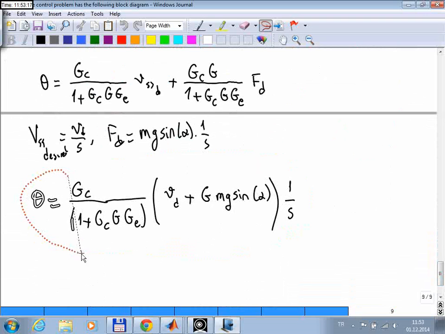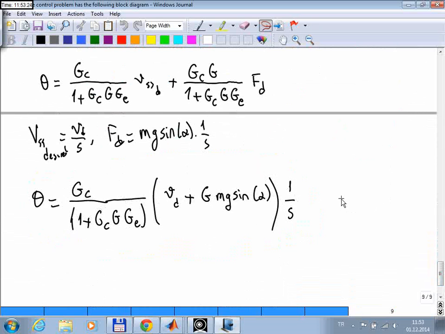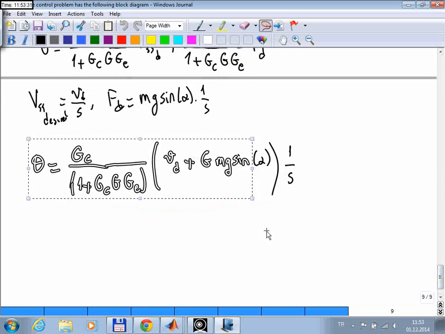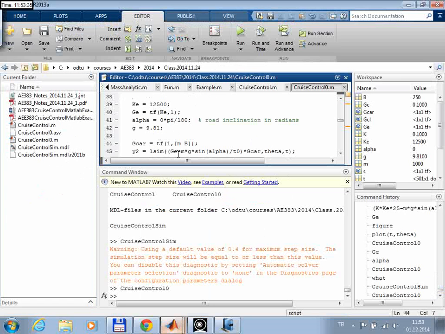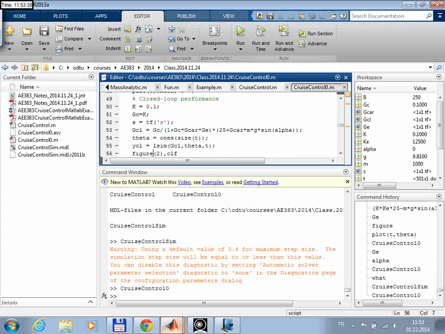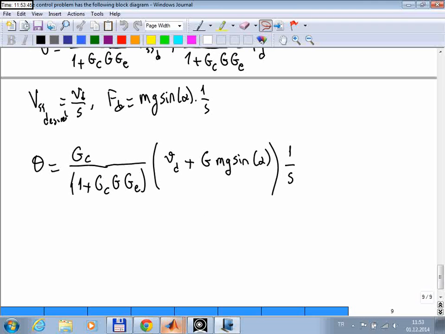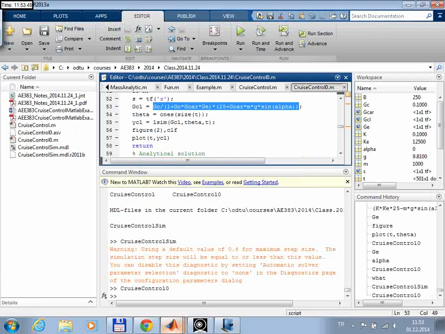If I want to do this manually, I need to do partial fraction expansion and then take the inverse transform. But obviously, it will take a lot of time. Instead, I'm going to use MATLAB to simulate this transfer function, and I did that as well in the break. So this is the transfer function, and whatever you see here is written here in MATLAB.